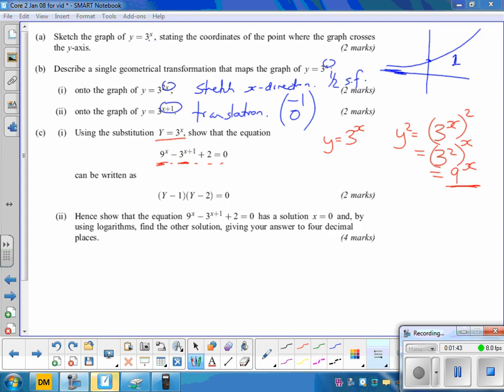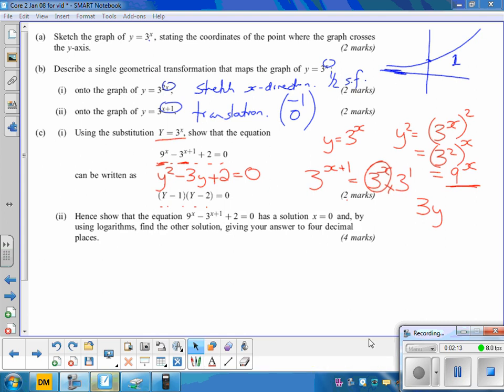What about this other one? This other one says 3 to the power of x add 1. How could you split that up? Well, you could say that this is the same as 3 to the power of x times 3 to the power of 1. And that thing there is y. So we've got 3 times y. So this quadratic rewrites to y squared minus 3y plus 2 equals 0. And of course that factorizes to give what you wanted there. It's only worth 2 marks, so don't get bogged down in that.